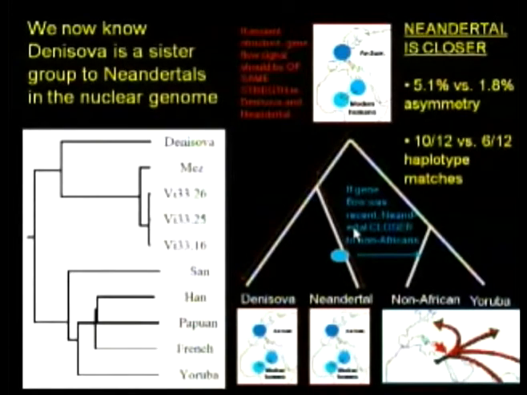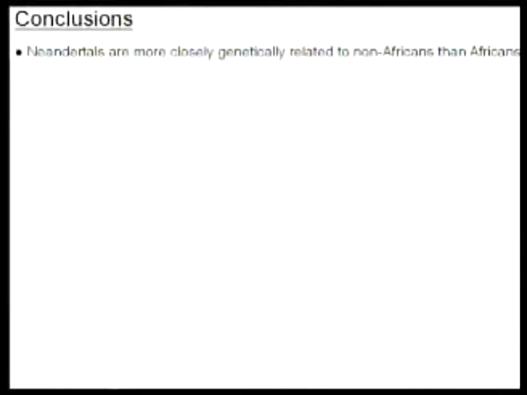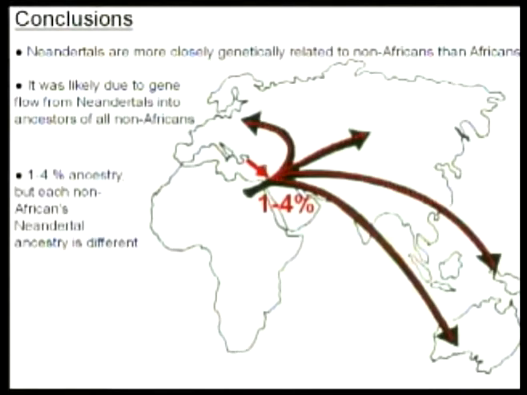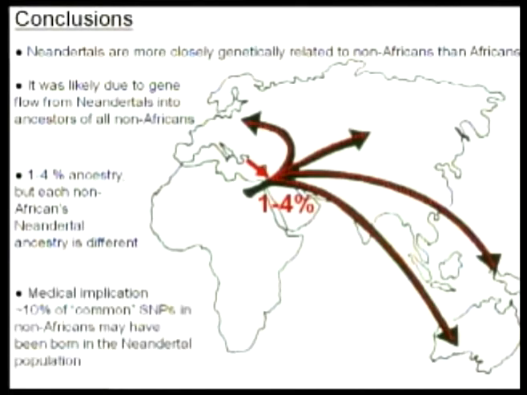So the conclusions are that Neanderthals are more closely genetically related to non-Africans than to Africans, that it was likely but not certainly yet due to gene flow from Neanderthals into the ancestors of all non-Africans at that point. That the 1 to 4% ancestry that we estimate exists outside of Africa seems homogeneous outside of Africa as far as we can measure so far, but each non-African's Neanderthal ancestry is different, so where you get a Neanderthal allele may be different from where someone else gets a Neanderthal allele.